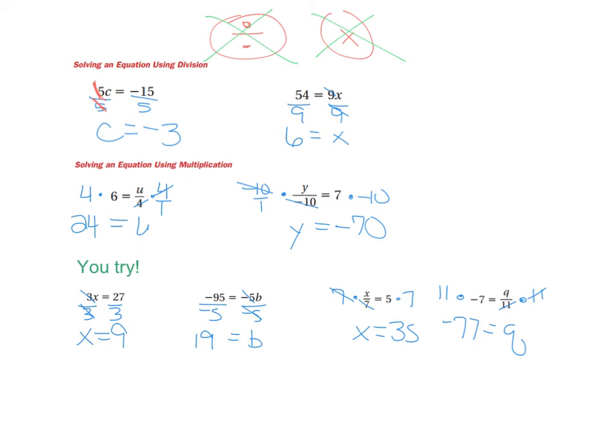Did you get them all right? X equals 9, B equals 19, X equals 35, Q equals negative 77. If you didn't, correct your work. If you don't understand, ask for help, and make sure your work looks like this.